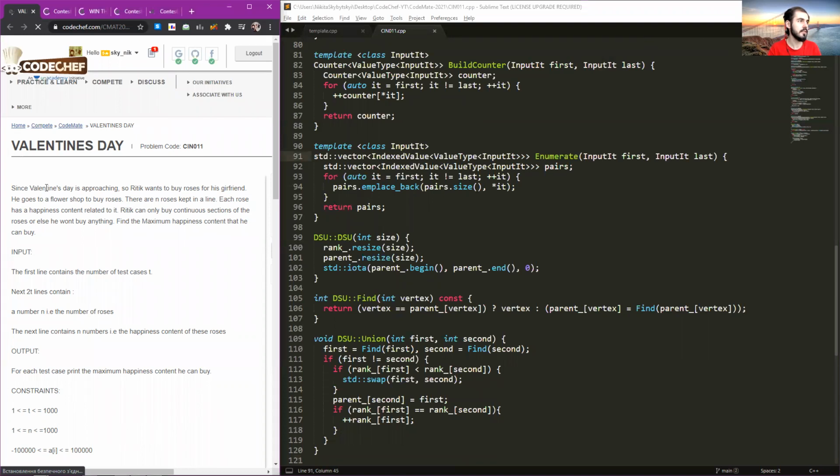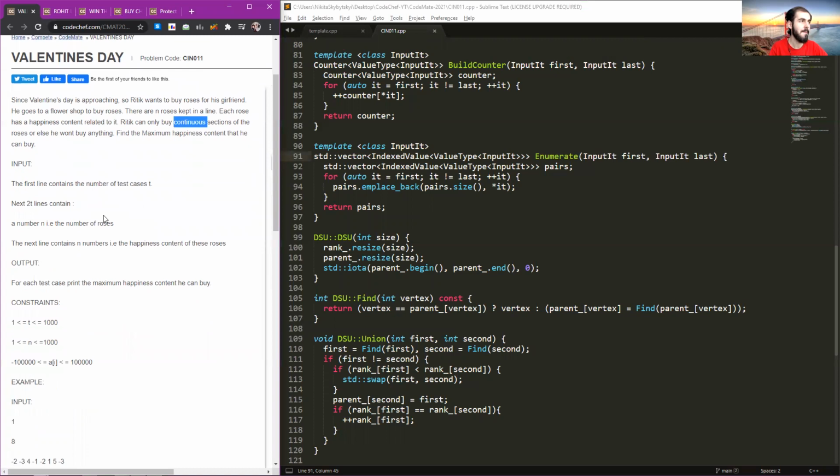Since Valentine's Day is approaching, Ritik wants to buy roses for his girlfriend. Natural behavior. He goes to a flower shop to buy roses. Natural behavior. There are roses kept in a line. Not natural behavior. Roses are kept in bags, right? Each rose has a happiness content related to it. Okay. Only continuous sections. Okay.